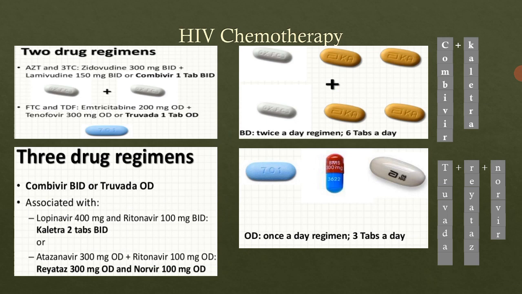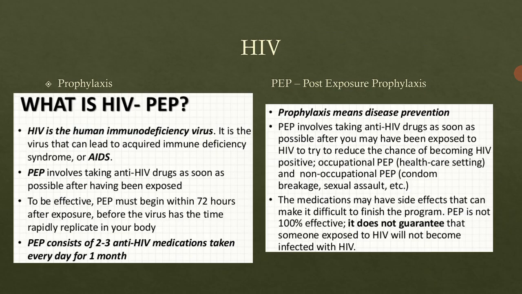So the two drug regimen is Combivir and Kaletra, and the three drug regimen is Truvada plus Reyataz and Norvir. These are three different drugs, hence called the three drug regimen. In the first one there are two drugs only, that's why it is called the two drug regimen, and the three drug regimen.